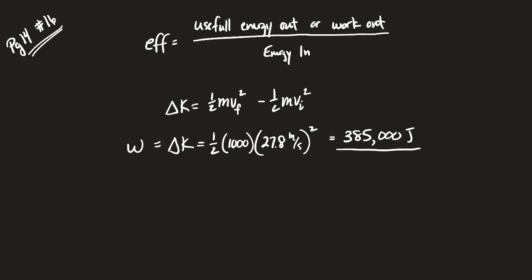And we burned 1.76 times 10 to the 6th joules. It's 10 to the 3rd kilojoules, so it's 10 to the 6th joules. This is the efficiency of the engine: work out divided by energy in.